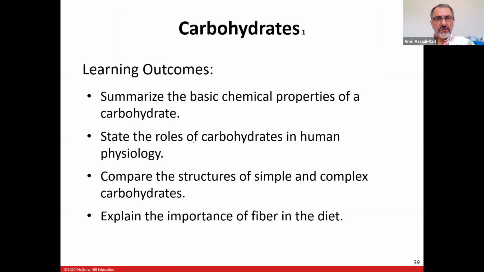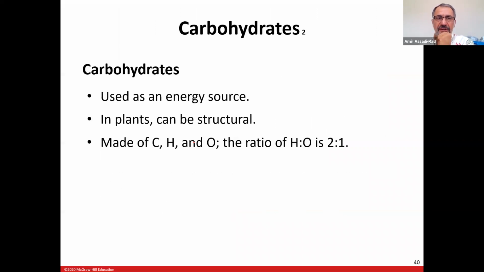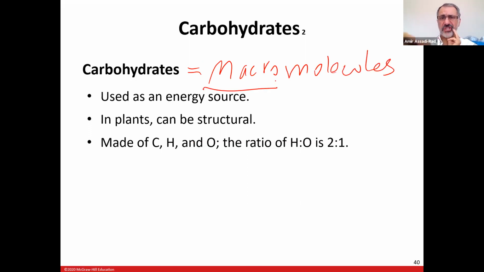Then let's go ahead with the first building block that I'm going to talk about from your textbook. I call them macromolecules, building blocks. Macro means huge. They're huge molecules, you will see them.